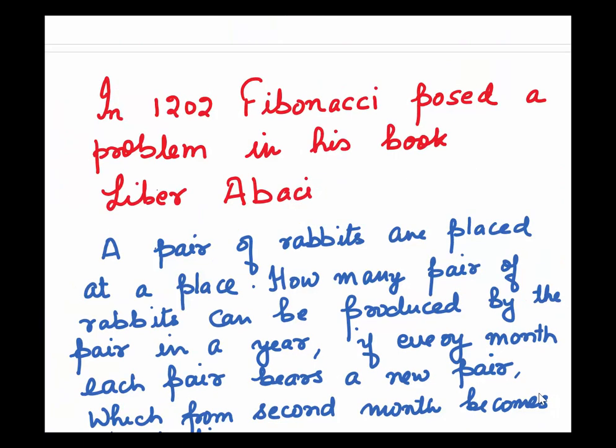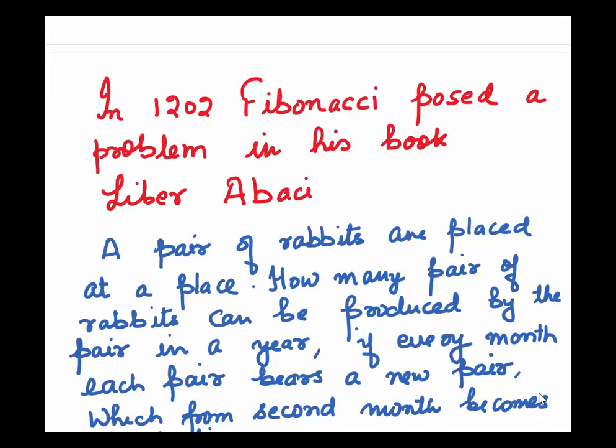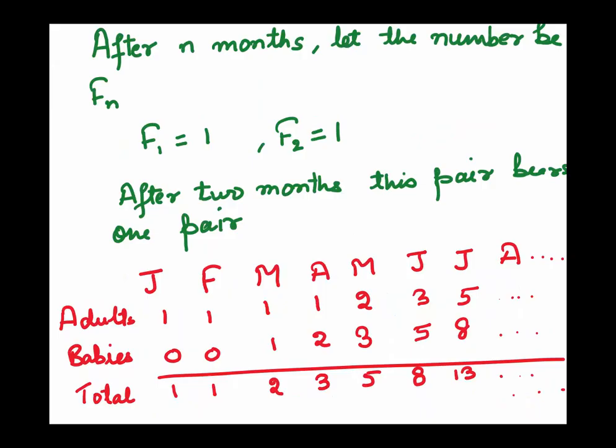Fibonacci wrote three books. Out of those three, Liber Abaci deals with arithmetic. Abaci here means calculation. All three of his books were recognized by the European Federation. Let's try to understand the problem.